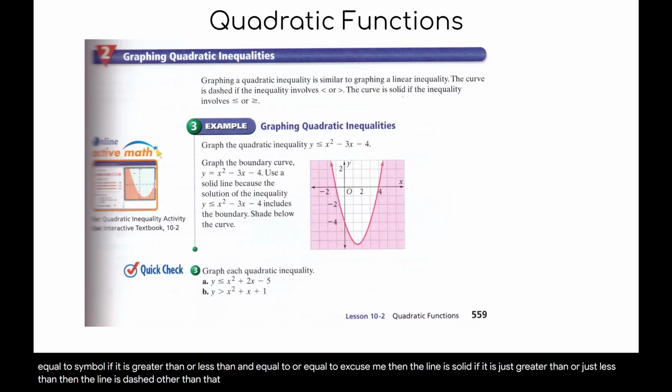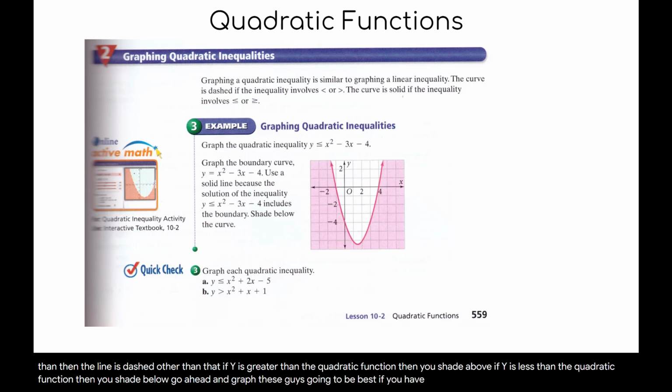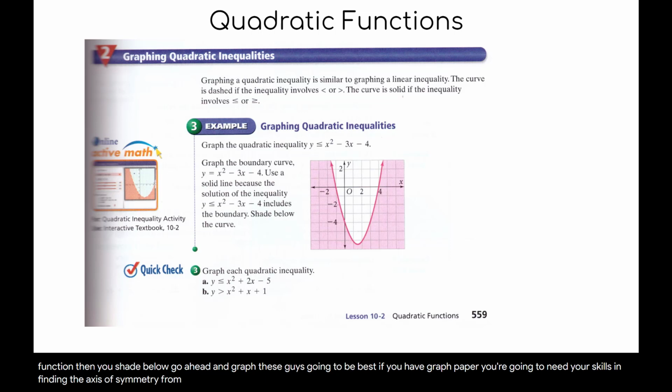Other than that, if y is greater than the quadratic function, then you shade above. If y is less than the quadratic function, then you shade below. Go ahead and graph these. It's going to be best if you have graph paper. You're going to need your skills in finding the axis of symmetry from examples 1 and 2 to get this done. Good luck. I don't have this for you.